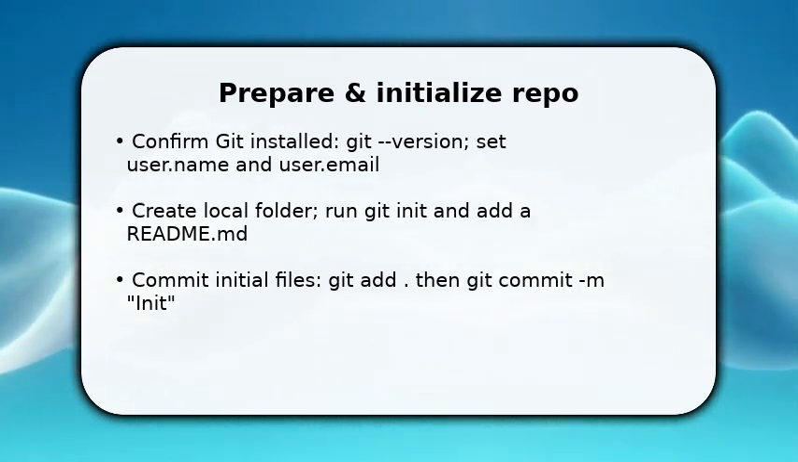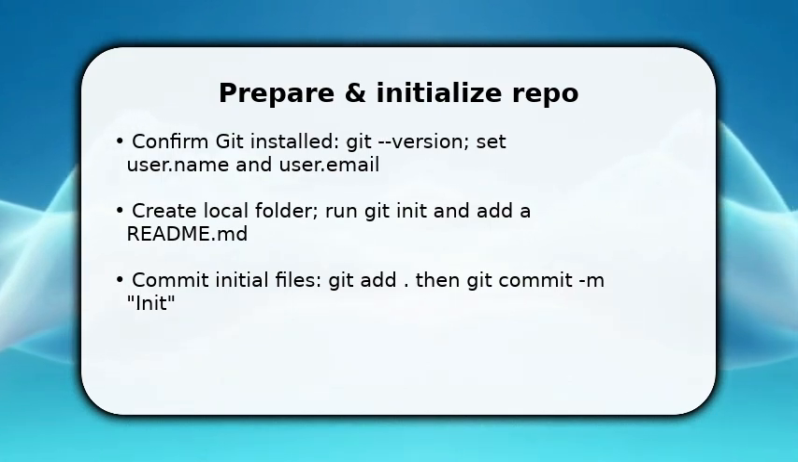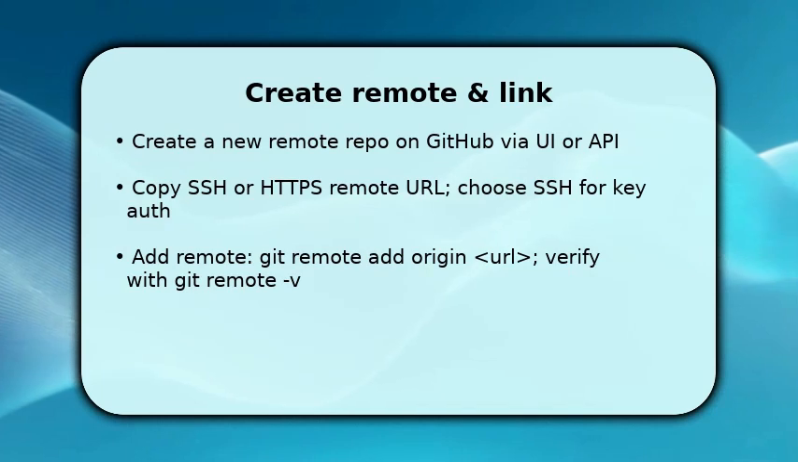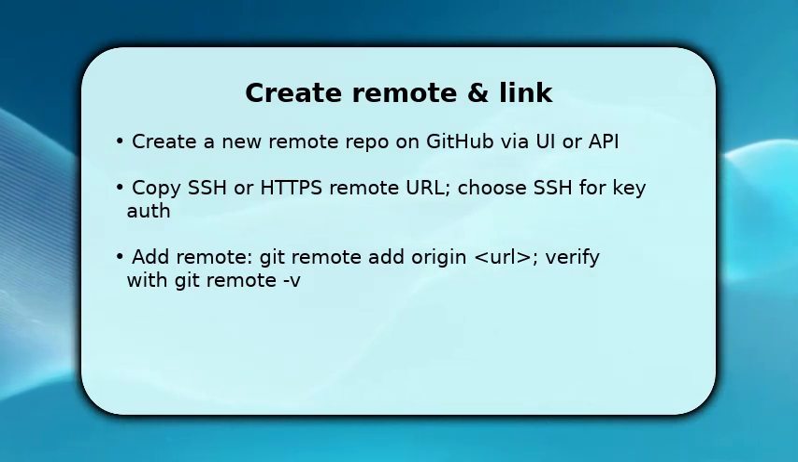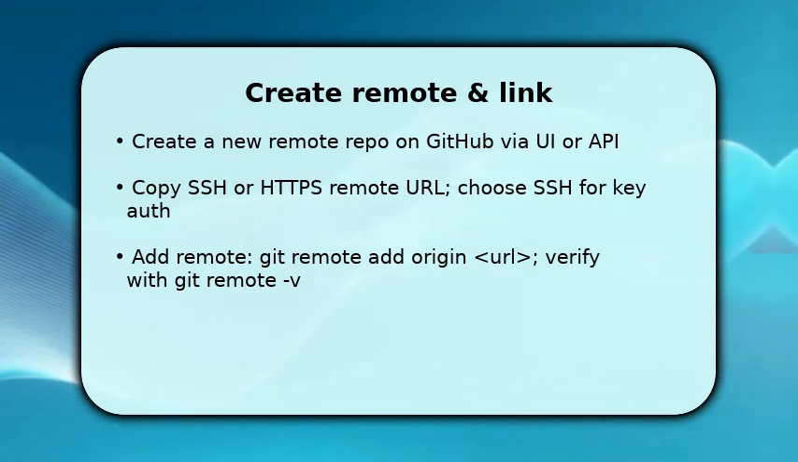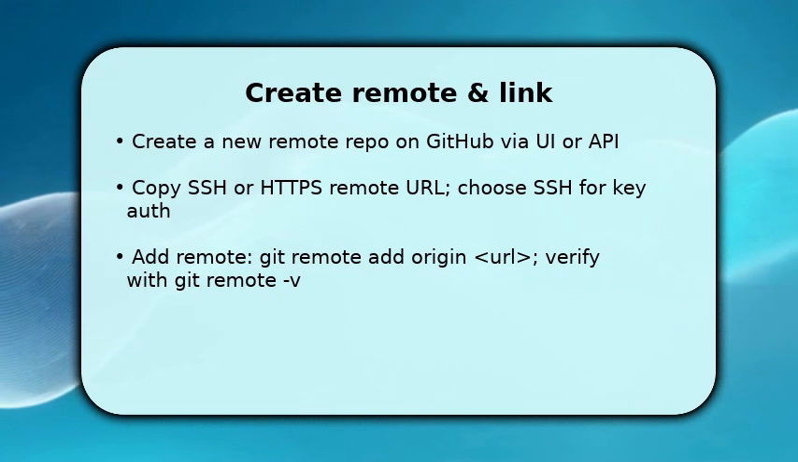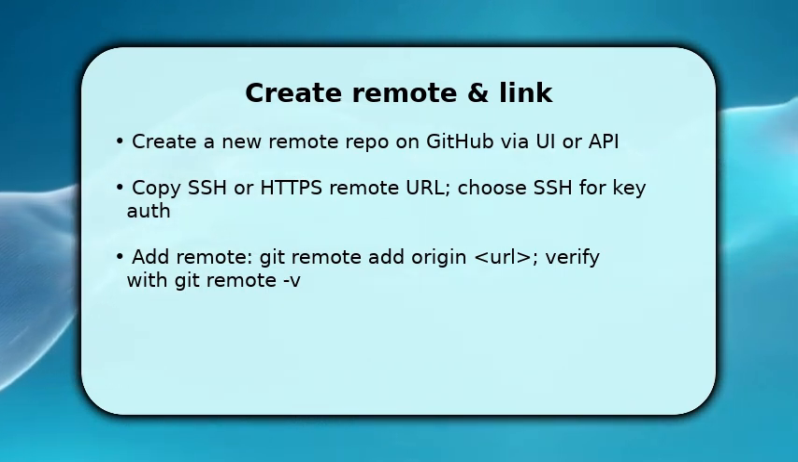Next, create the remote repository on GitHub and choose whether you will use SSH or HTTPS. SSH avoids typing passwords but requires a key. Once the remote exists, copy the repository URL and add it locally with git remote add origin URL. After adding, verify the link with git remote -v so you see fetch and push endpoints. You should also set the main branch name if needed and push the initial commit using git push -u.